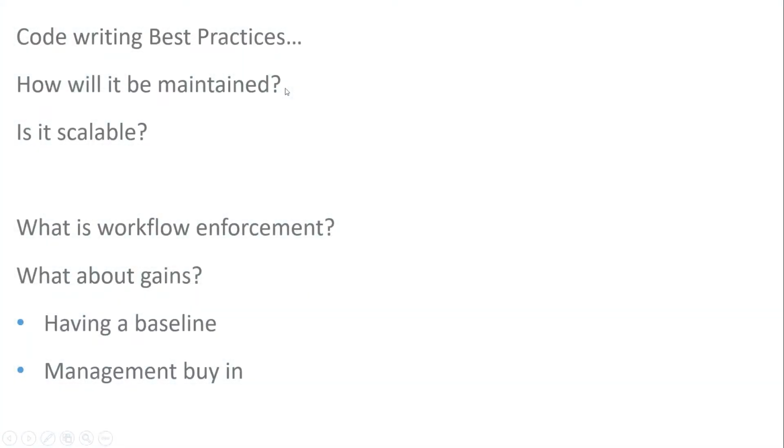One of the things that I get engaged with a lot is this concept that I call, this is my term, I call it workflow enforcement. And what is workflow enforcement?